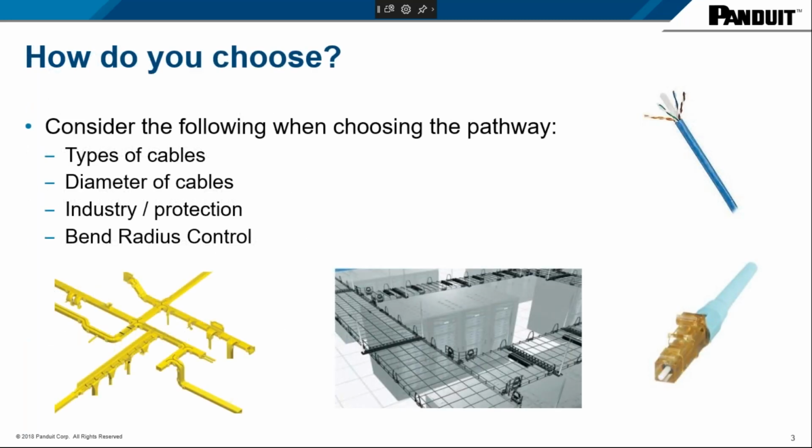So how do you choose? This is very important, something I definitely want to highlight: when you're choosing the correct pathway, you need to consider the types of cables that are going to be used. You need to consider the diameter of the cables. You also need to consider the industry and the type of protection that's going to be needed. And one of the things that I greatly want to highlight throughout this presentation is the importance of bend radius control.